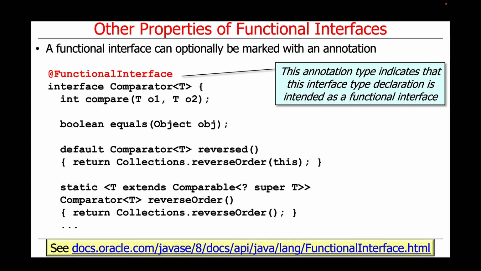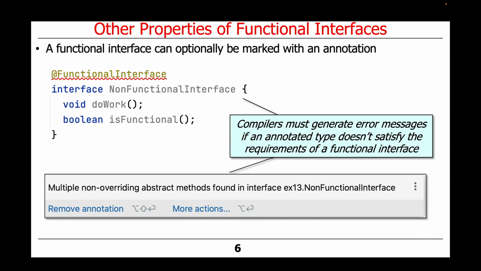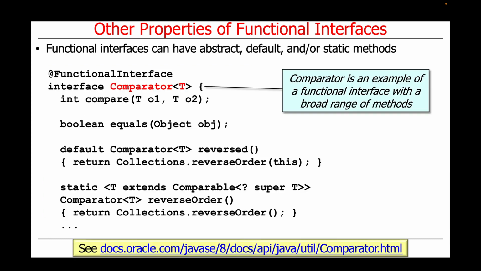A functional interface can optionally be marked with an annotation, @FunctionalInterface, as shown in this example. This annotation type indicates that this interface type declaration is intended to be used as a functional interface. Java compilers are obligated to generate error messages if a type that's annotated with @FunctionalInterface doesn't satisfy the requirements of a functional interface. For example, if we have two or more methods that are abstract, then it can't be used as a functional interface, with one important exception that we'll talk about in just a moment.